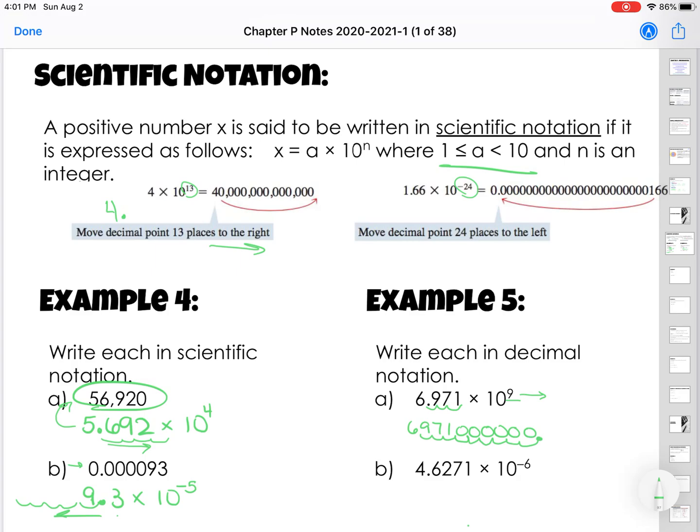All right, and with B, same concept, but this is to the left. So we'll go 1 past and then 5 more. 1, 2, 3, 4, 5. So we'll have 0, 0, 0, 0, 0, 4, 6, 2, 7, 1. And that decimal point's right there.